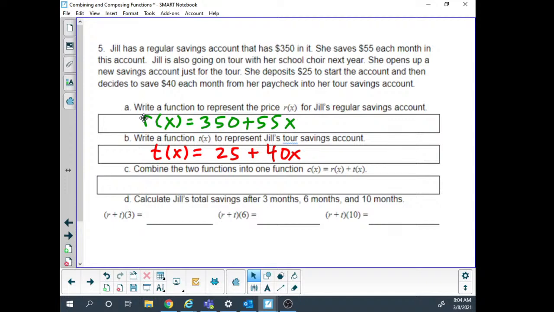Alright. How much does Annie have all together after x months of touring? C of x. Rain, what do you think? C of x is 375 plus 95x. Nice. 375 plus 95x. Jeremiah, anything you would change? Anything you like about C of x, this equation?